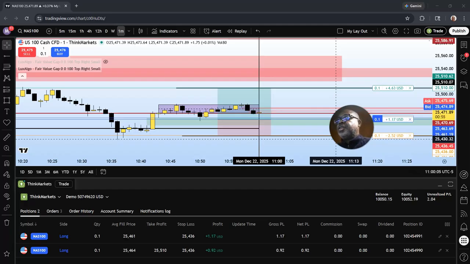Okay, so it is exactly 11 a.m. and we're stuck in this purple consolidation box. Remember, I said don't get into a consolidation, and look at what it did. It didn't break the high of the consolidated box, but maybe this candle will. So we're gonna stay in the trade and just let it do what it does.